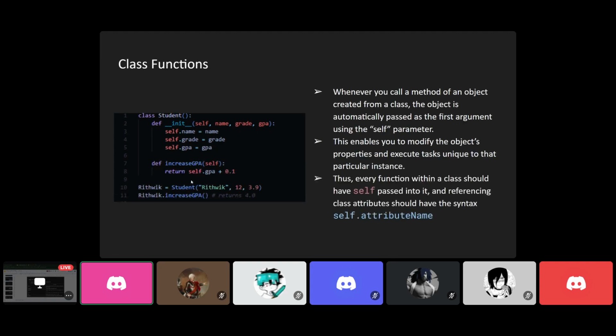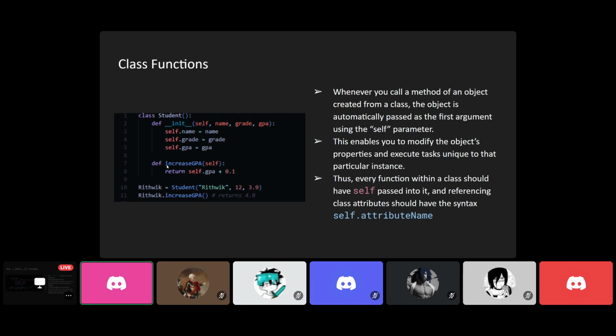Class functions. Whenever you call a method of an object created from a class, the object is automatically passed as the first argument using the self parameter. This enables you to modify the object's properties and execute tasks unique to that particular instance. Every function within a class should have self because you want to be able to access the attributes of the class within it.